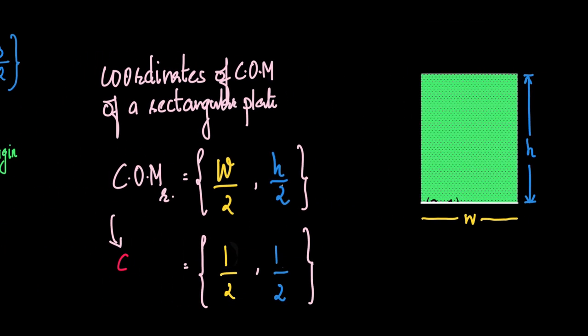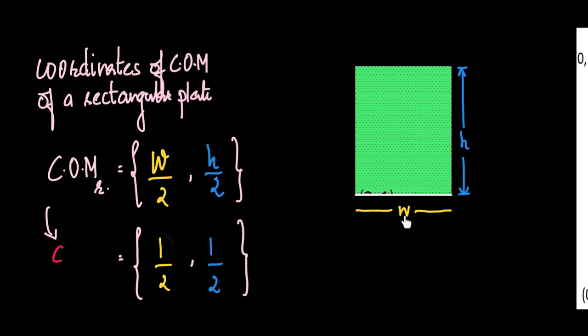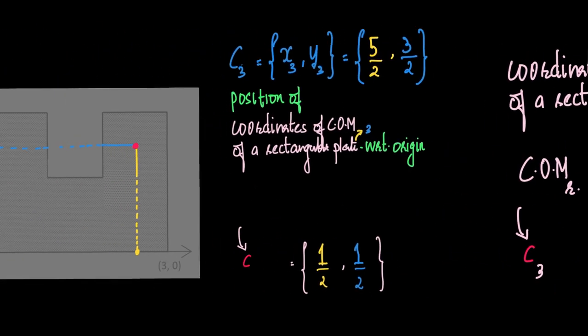How do you find out x3 y3? Again, we have a rectangle with w equal to 1 as the width, height equal to 1 as the height. So the center of mass of a rectangular plate, by virtue of being a symmetrical figure, will be its geometric center, which is the point of intersection of its diagonals, in this case w by 2 and h by 2, which is 1 by 2 and 1 by 2, right? And this is the center of mass of the third figure, but not with respect to origin. And how do you find it with respect to origin?